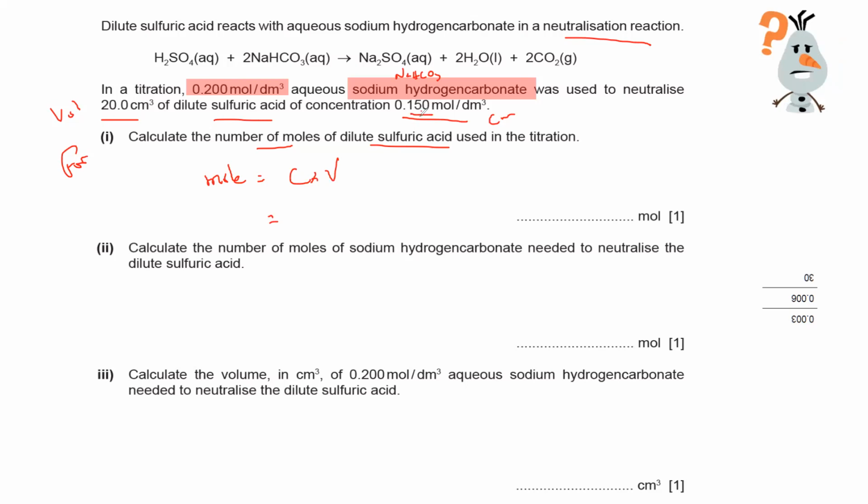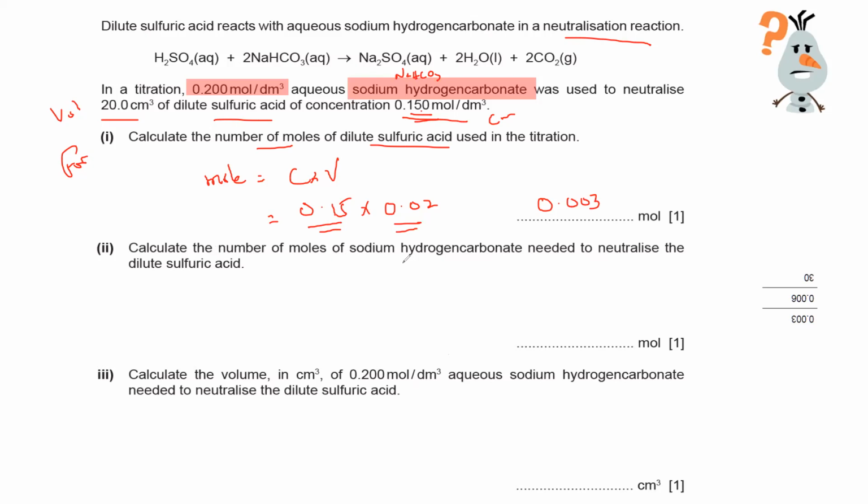The concentration of sulfuric acid is 0.15, and the volume is 20 cm cube, but it should be in dm cube. So when I divide by 1000, it will be 0.02. So 0.15 multiplied by 0.02 will give us 0.003 moles. So this will give you the moles of sulfuric acid.